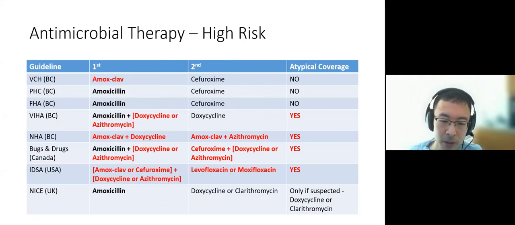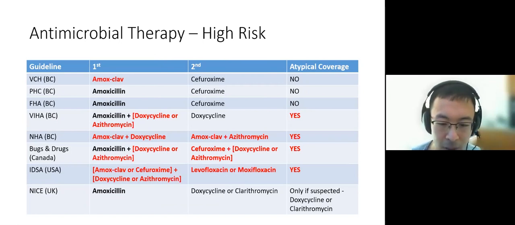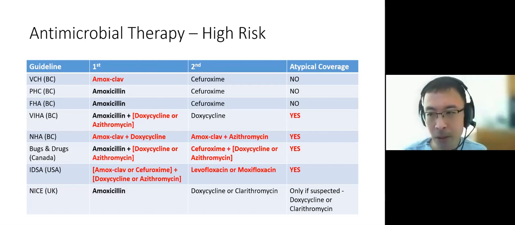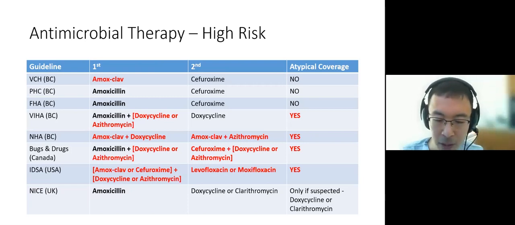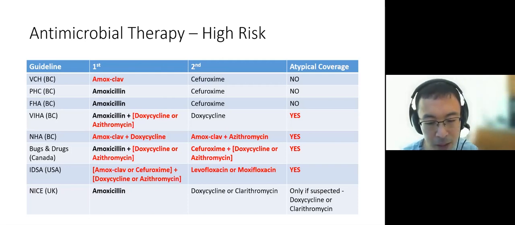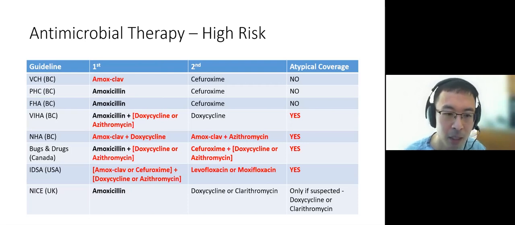And as you can see, no guideline recommends routine coverage of atypical bacteria. Now we start to see some disagreement with high-risk patients. The point of contention is whether or not you need enhanced coverage for gram-negatives and atypical pathogens. I've highlighted the changes from the previous slide in red. Some of the guidelines don't differentiate between high and low risk patients and still recommend amoxicillin as first line.